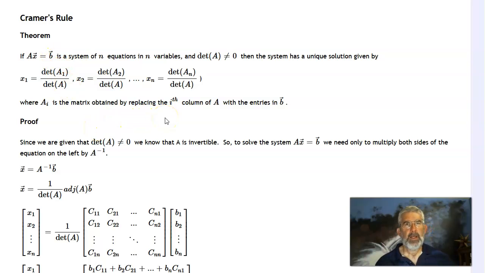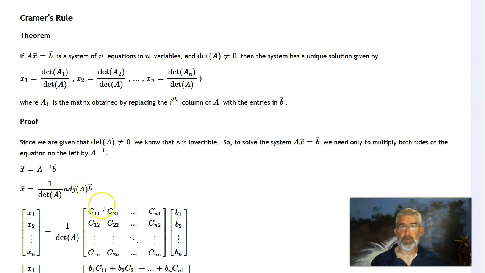Okay. Here's the proof. Since the determinant is not equal to 0, we know that A is invertible. So we can solve the system simply by multiplying both sides of the equation by A inverse on the left. And we get that x is A inverse times b. Now, in the previous video, we saw that A inverse is the adjoint of A divided by the determinant of A, or 1 over the determinant times the adjoint. So I replace the inverse with that.